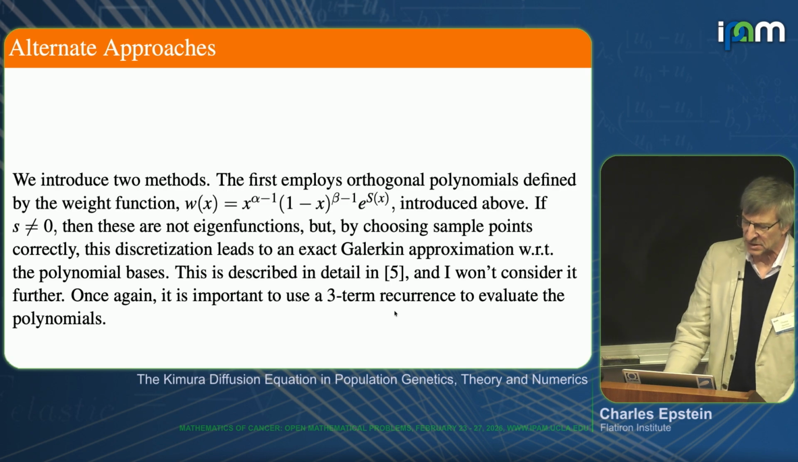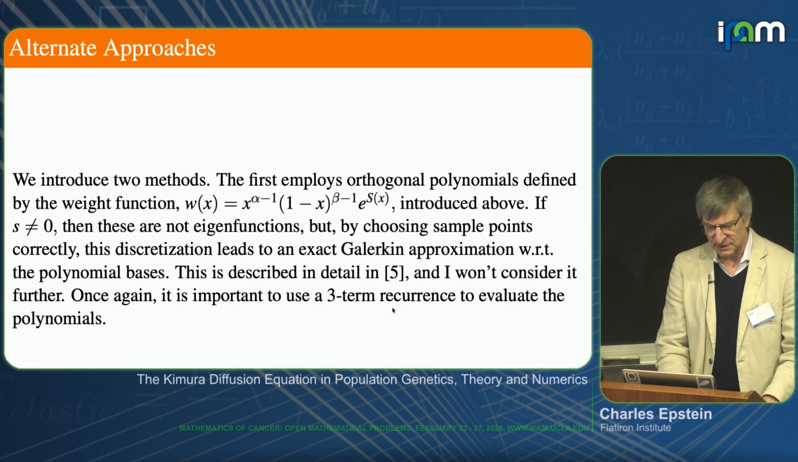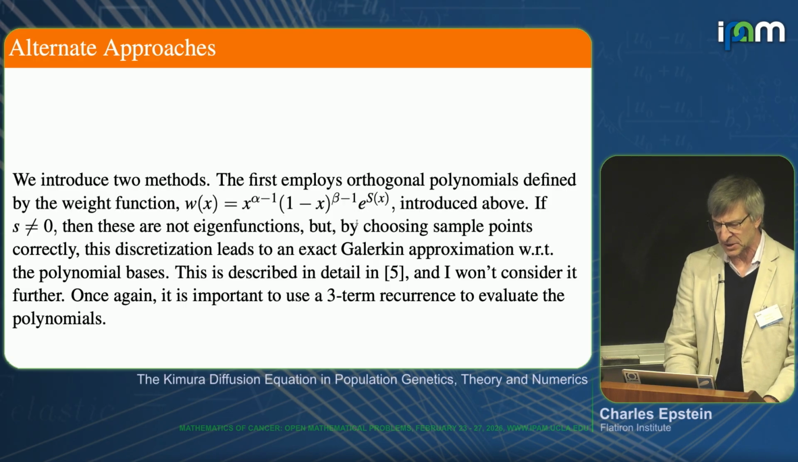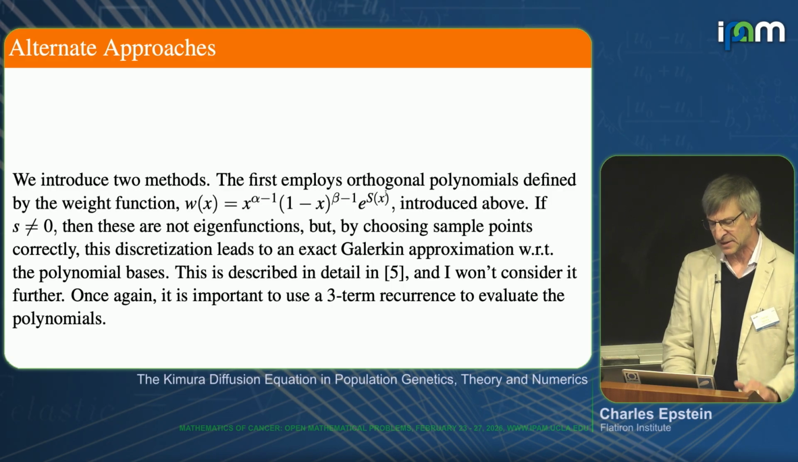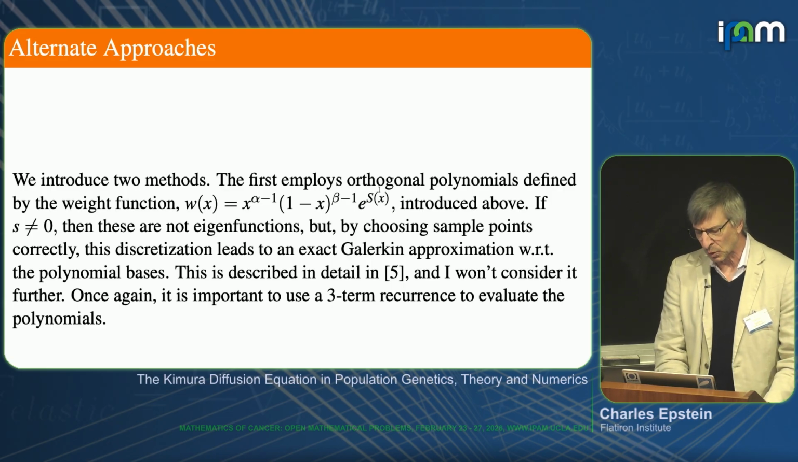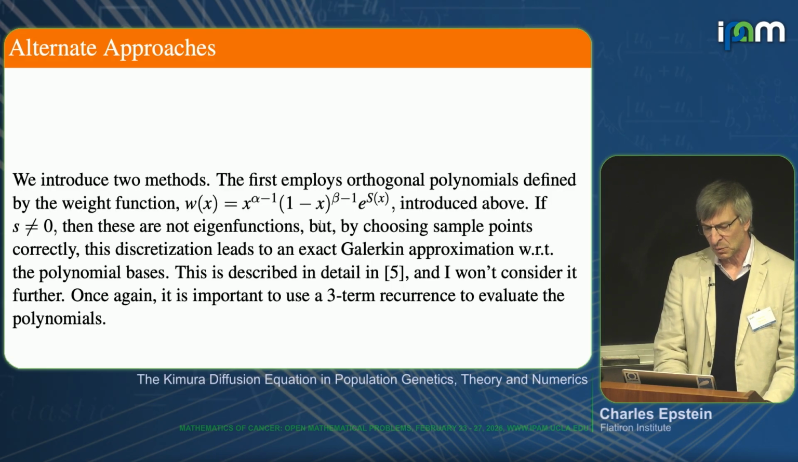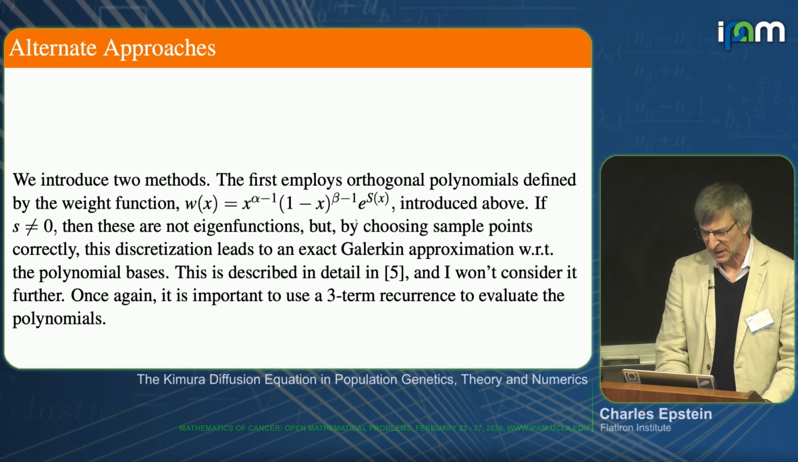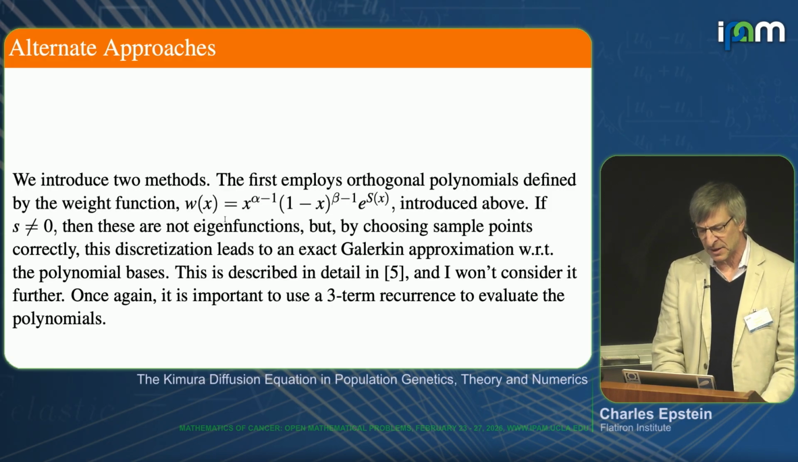The first employs orthogonal polynomials defined by this weight function, x^(alpha-1)(1-x)^(beta-1)e^(s(x)), where s(x) is just the indefinite integral of little s(x). If s were 0, this would be the weight function with respect to which the Jacobi polynomials are orthogonal. So if s isn't 0, if there is selection, these functions are not eigenfunctions.